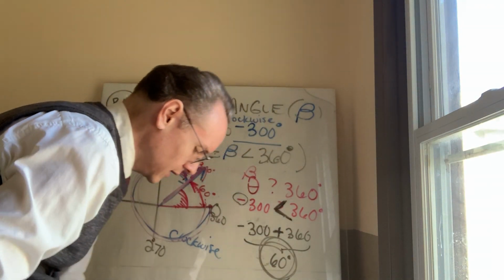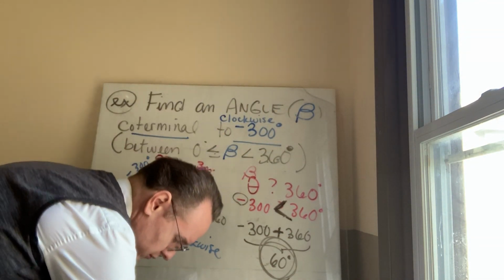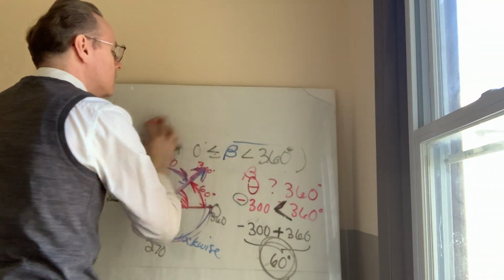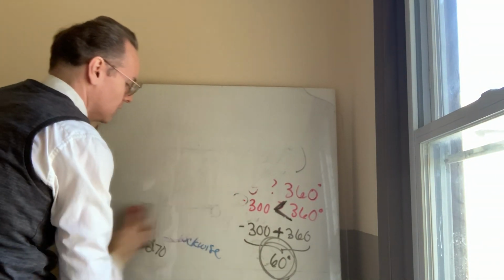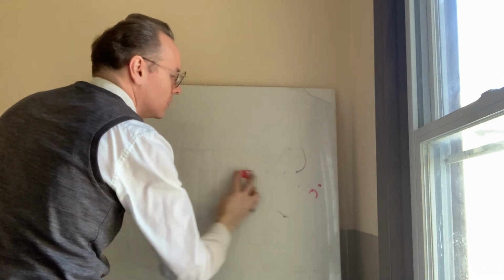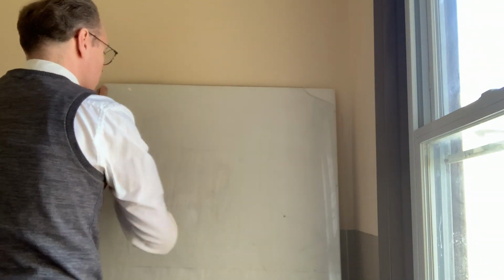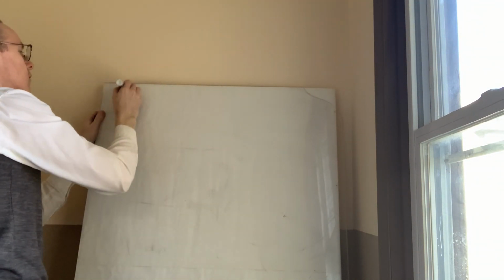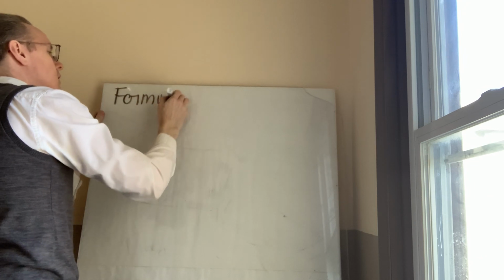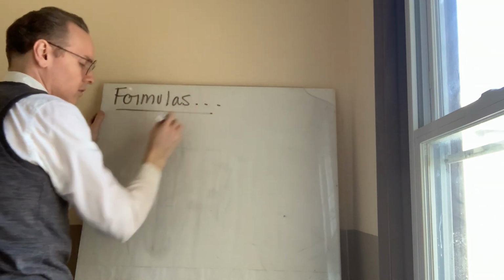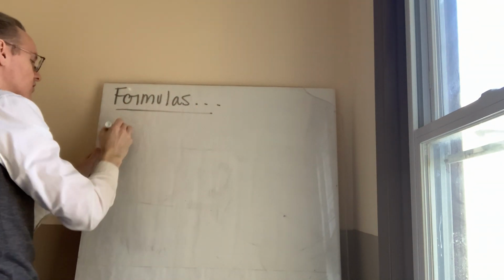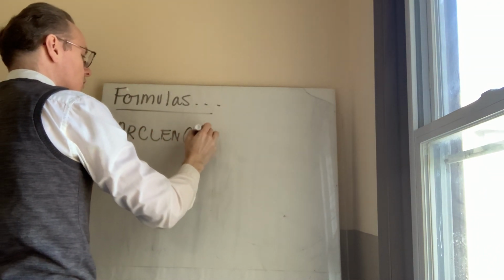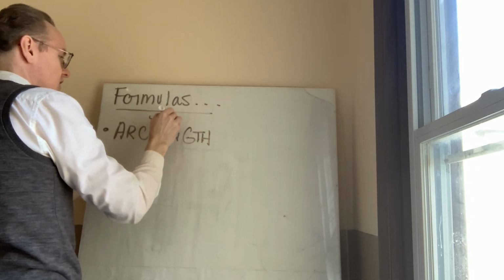Now the last thing is some formulas and a description of what they do. One of these I already mentioned before. Here's what we would need: arc length, and as I mentioned, it's strangely abbreviated as S.